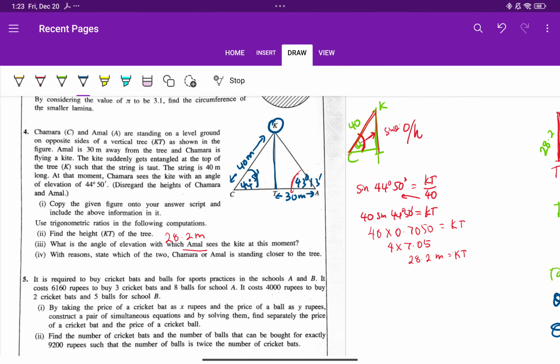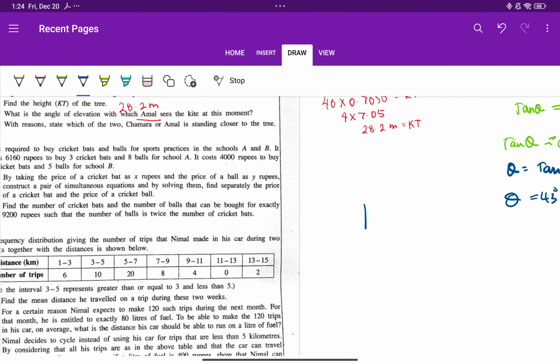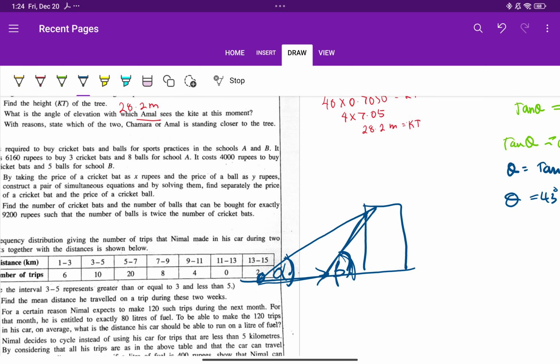Now with reasons, state which of the two, Chamara or Amal, is standing closer. Suppose there's a building and you are standing here, the angle of elevation would be this, let's say alpha. As you get closer, the angle of elevation changes, now it's, let's say, beta. Beta should be greater than alpha, because you are closer to the building, you have to tilt your head further to look at the top. So the angle should be higher when the person is closer.